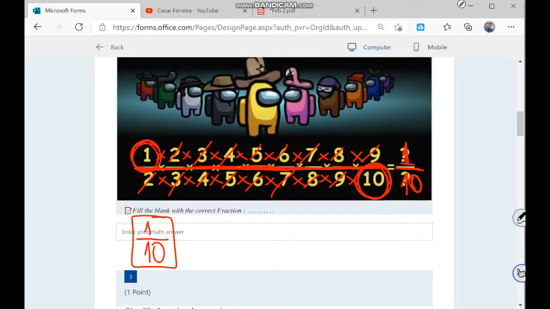And this is how you're going to do. You're going to simplify most of the numbers on the numerator with most of the numbers on the denominator, and you're going to find the answer 1 over 10. 1 over 10 is going to be the right answer for this bell work. Now let's move to the quiz.